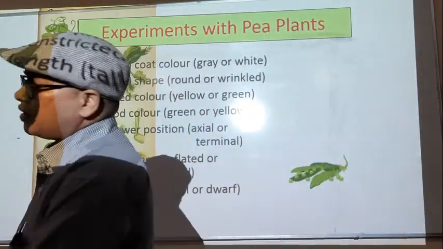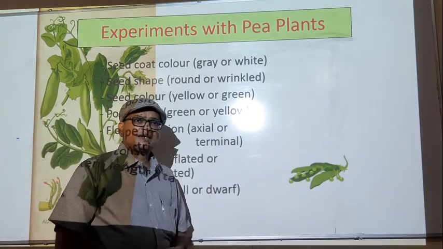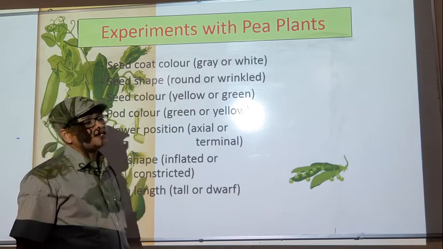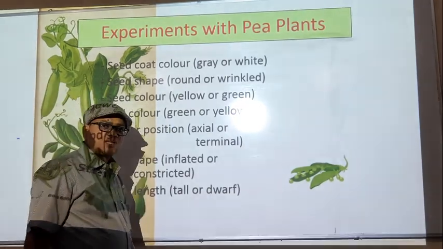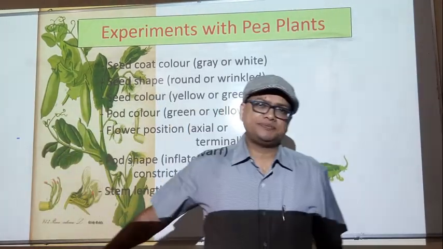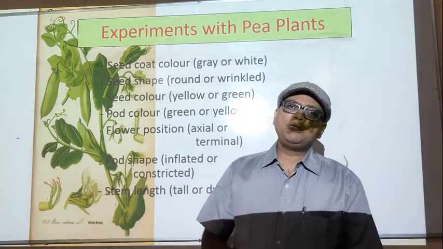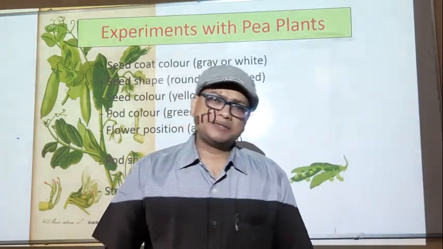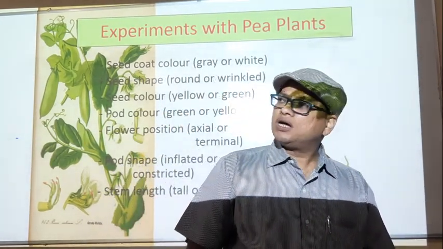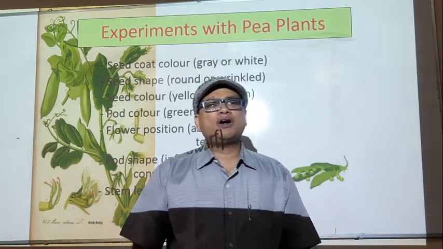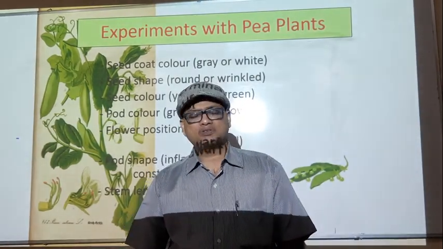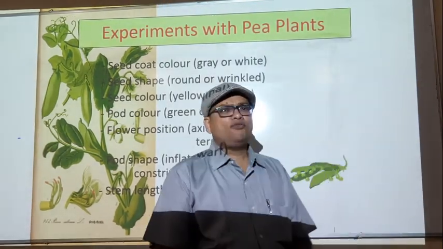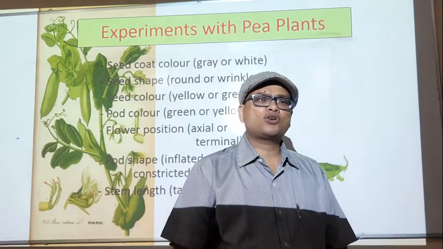Here, Mendel has selected 7 characters of the pea plant for his experiment. Why has he selected the pea plant? Actually, the pea plant is an annual plant. Its lifespan is 2 to 3 months. It means in 1 year we can produce 3 to 4 crops of the pea plant.